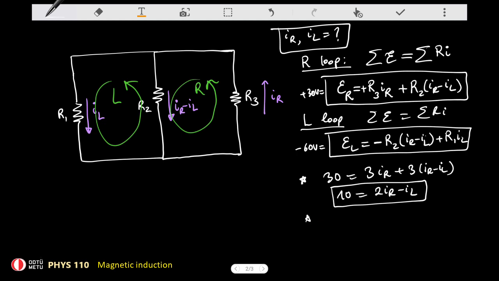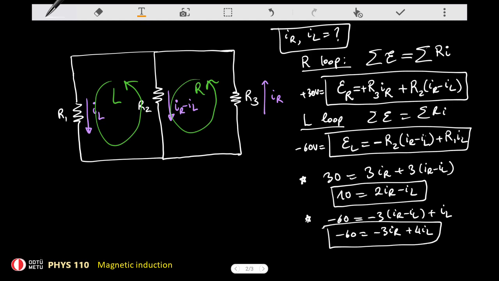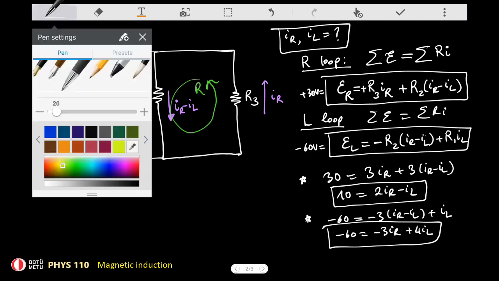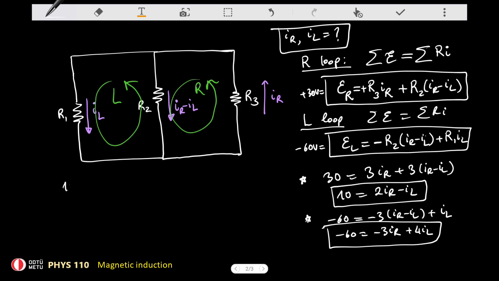The second equation is this. It is minus 60. That's equal to minus 3 IR minus IL, and then R1 was 1 ohm, so I get plus IL. That's going to give me minus 3 IR plus 4 IL, and that's minus 60. There's nothing that I can simply cancel. All right, so let me just write down these equations in here on the left side.